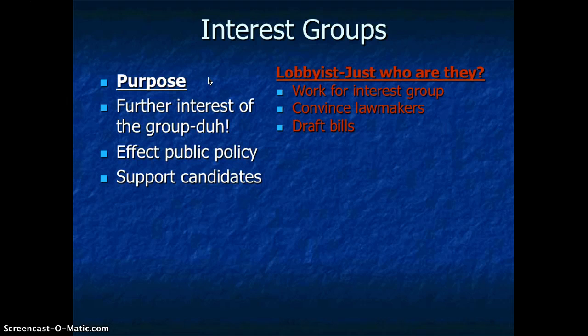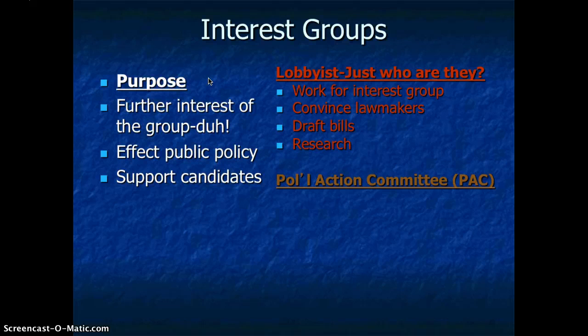Sometimes they'll write their own bills, and they will give these to the lawmakers in an effort to try and get their policy on the agenda. They'll also do research. They'll do all the legwork for Congress, and they'll say, okay, here's all the reasons why our position is the correct position, and they'll have all kinds of data to support that.